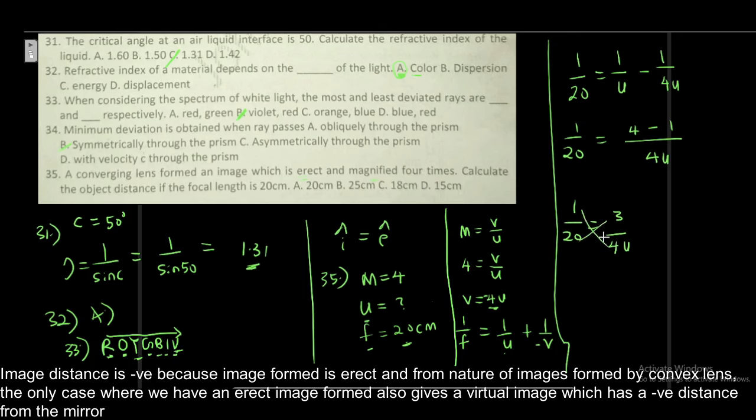If we cross multiply, we have 4U times 1, which is 4U, equals 20 times 3, which is 60. To get U, divide both sides by 4. We have U equals 60 over 4, which is 15 cm. So this is the object distance, option D.